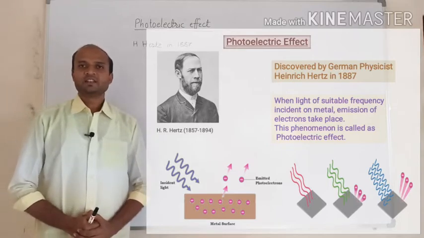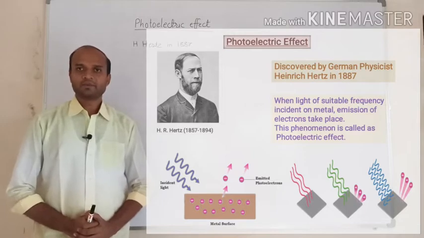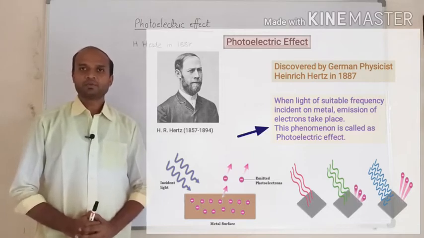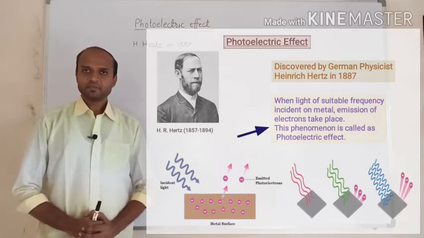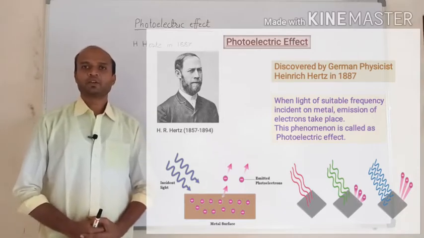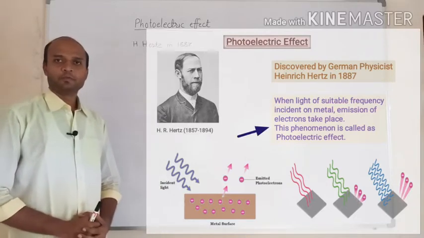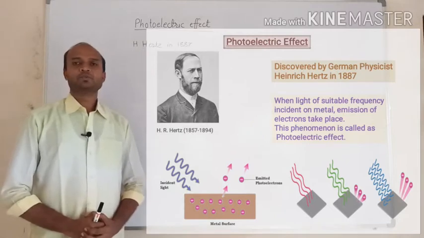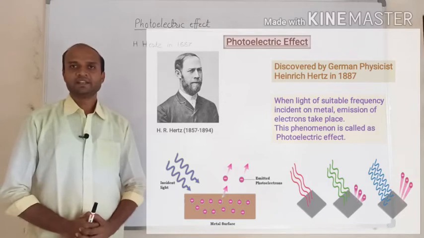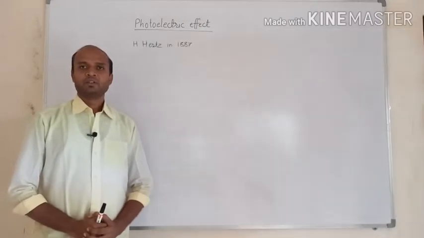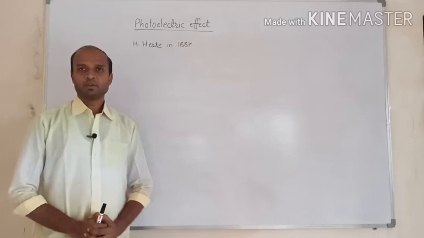So this is about the photoelectric effect. What is the photoelectric effect? When light of suitable frequency is incident on a metal surface, then emission of electrons will take place, and this phenomenon is called the photoelectric effect, which was discovered by the scientist Heinrich Hertz in 1887. Now let me discuss the experimental arrangement of the photoelectric effect.